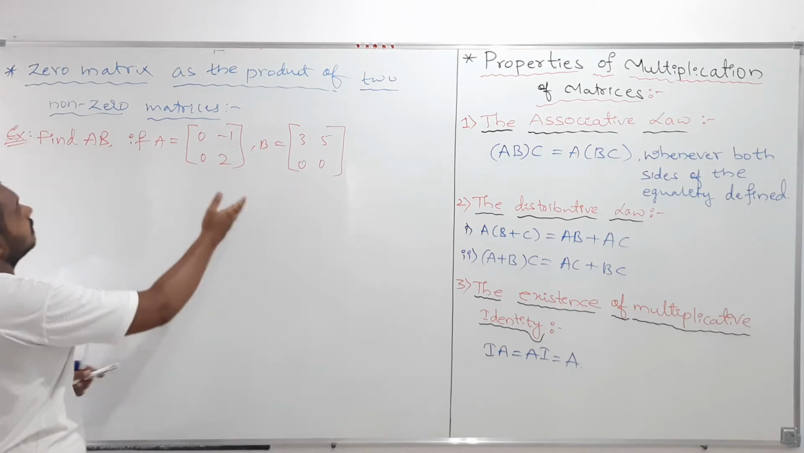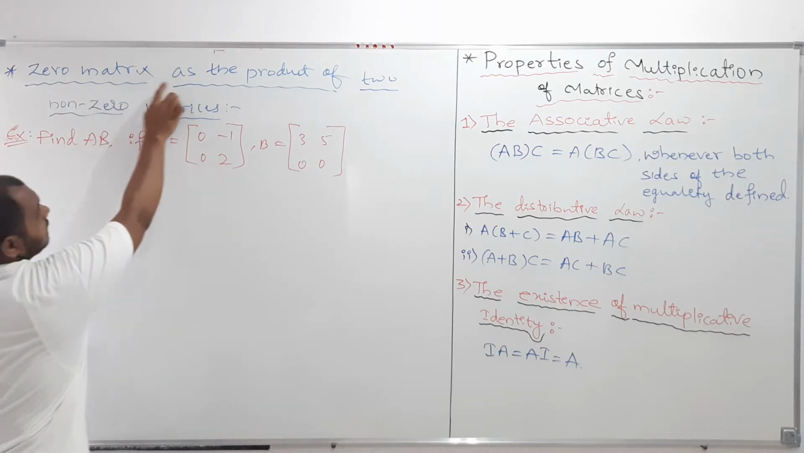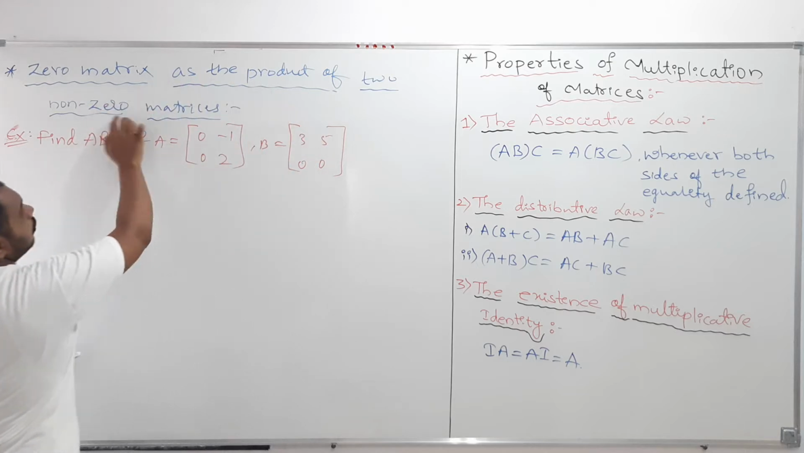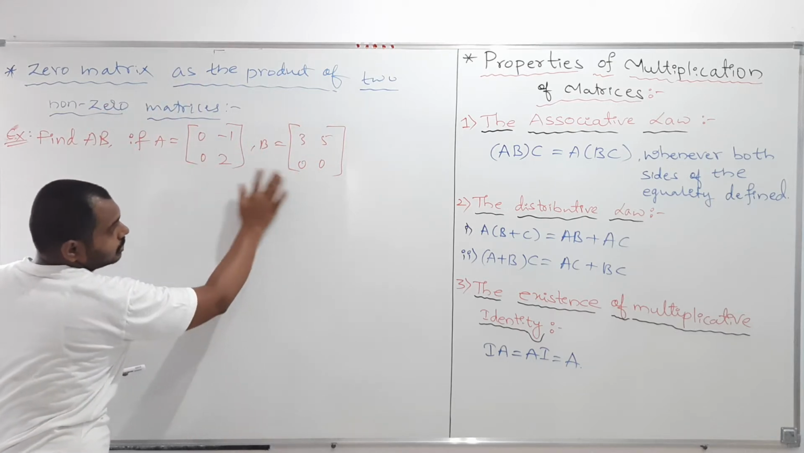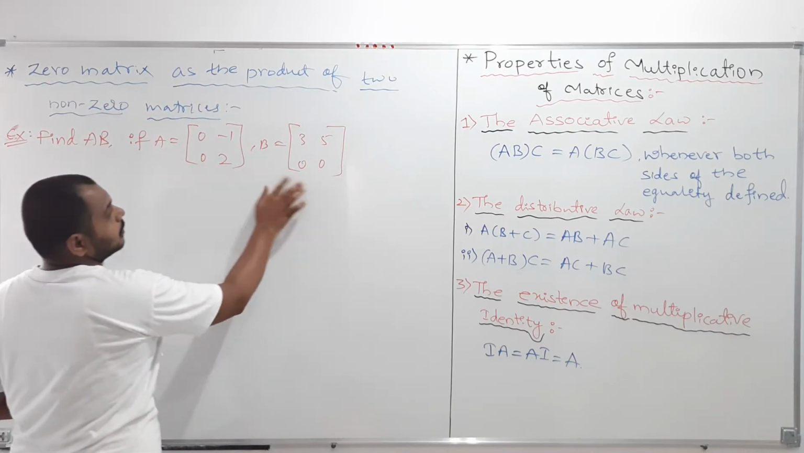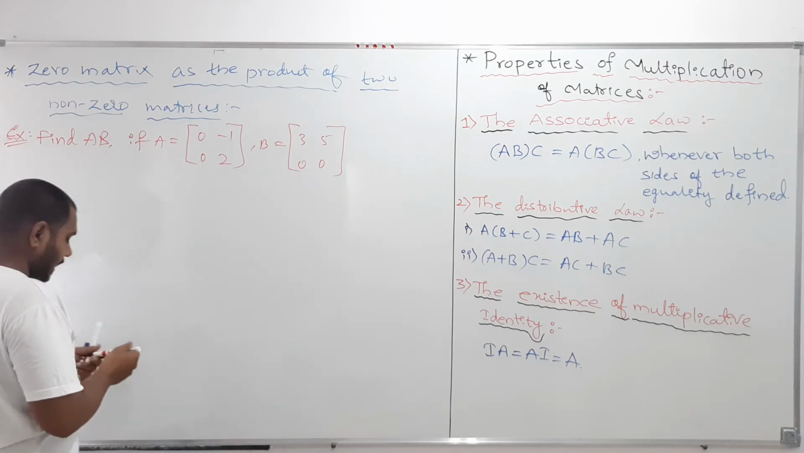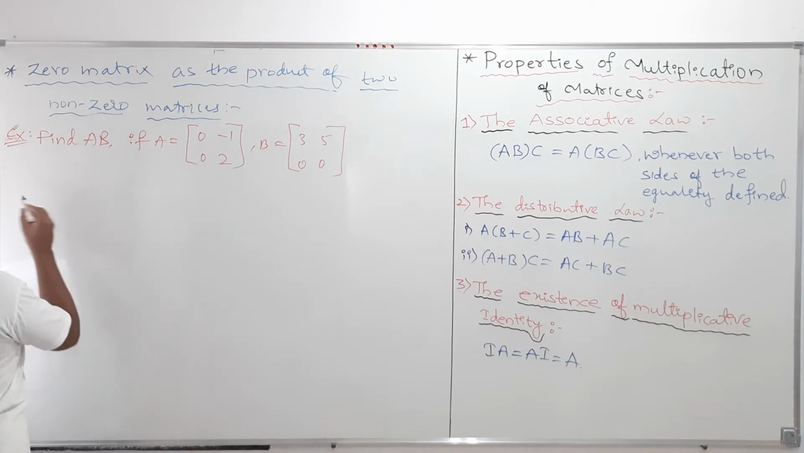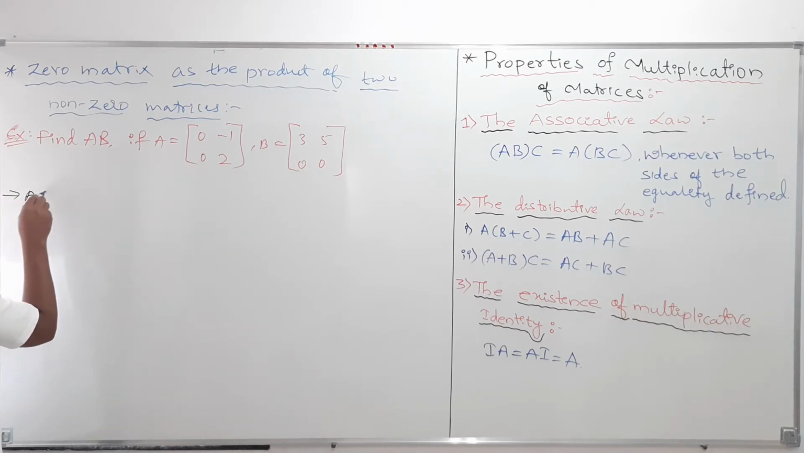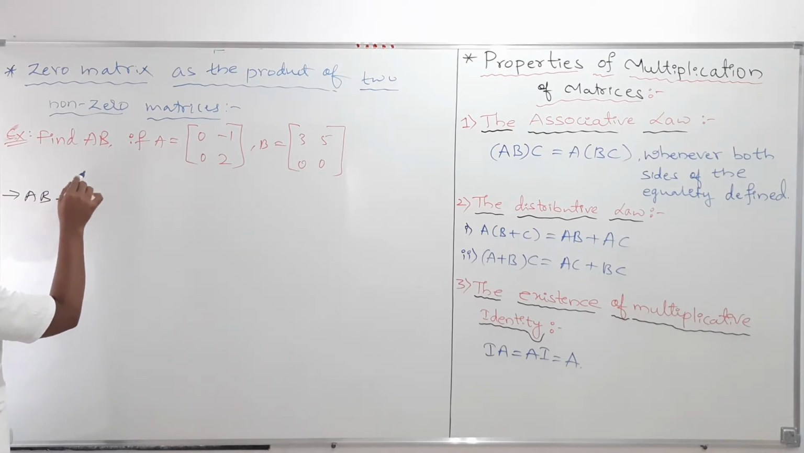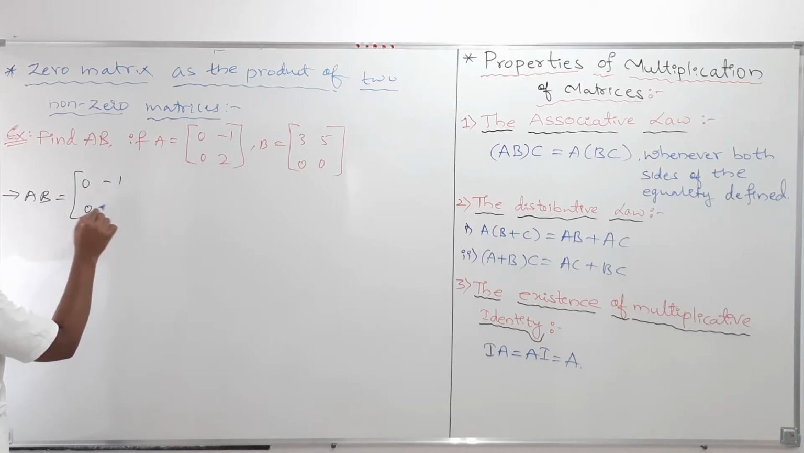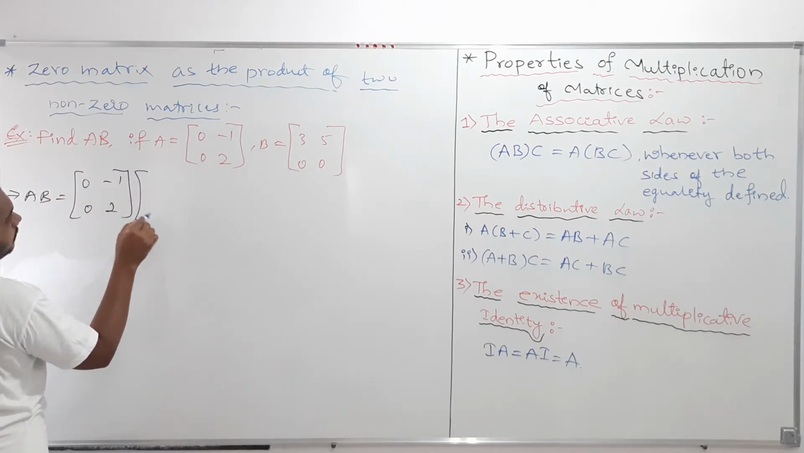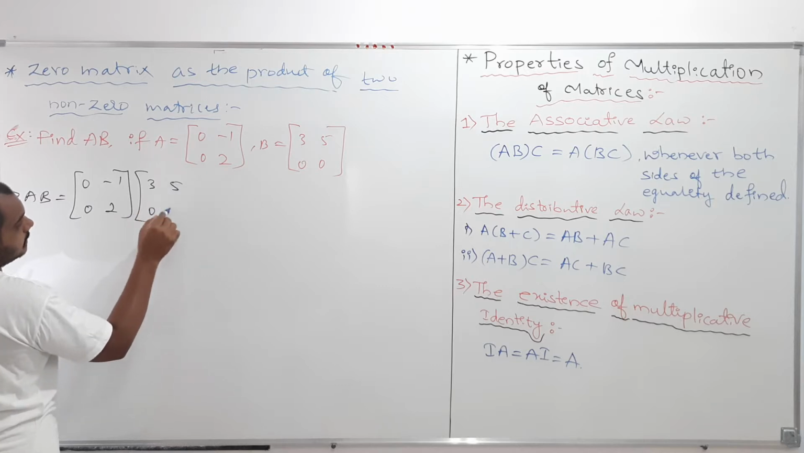That is what I am giving you as the heading: zero matrix as the product of two non-zero matrices. If I take two non-zero matrices, then their product is equal to 0. Clear? So my dear students, we will check this. Here we will find AB. So AB is equal to, what is A? Here it is [0 -1; 0 2] and B is [3 5; 0 0].